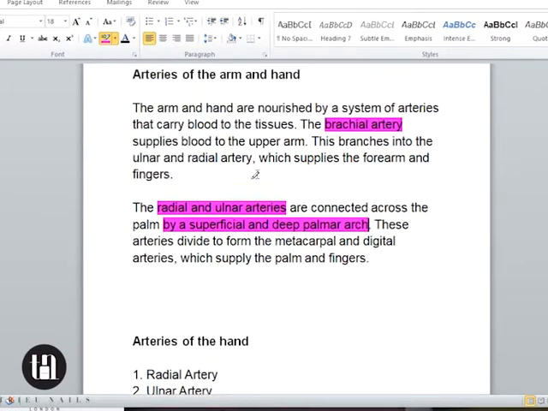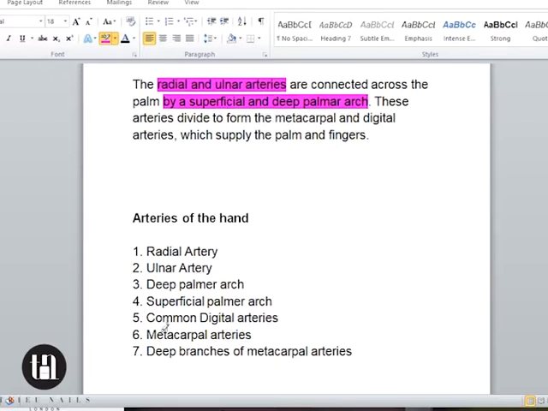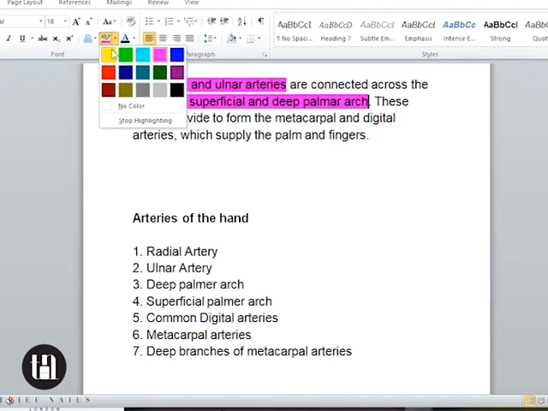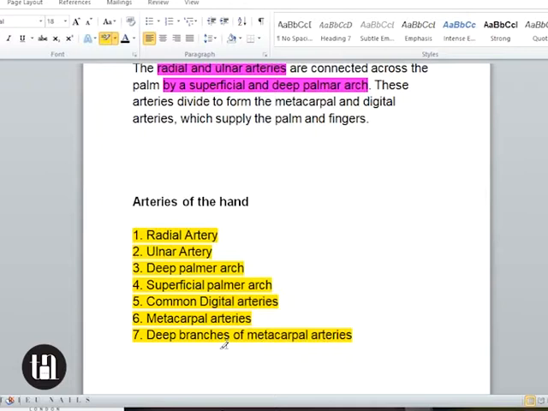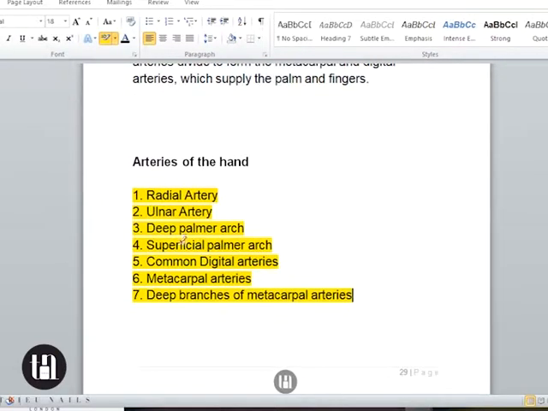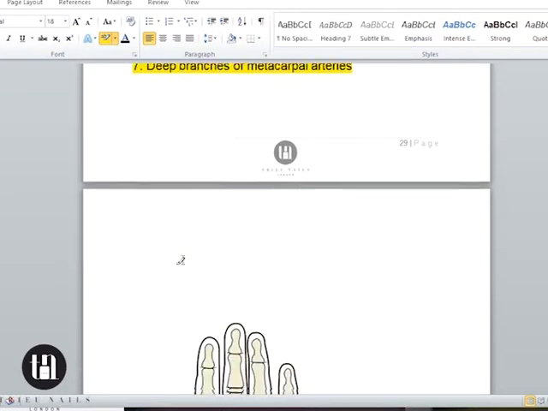So there are quite a few arteries listed here, and I've decided to list them. You've got the arteries of the hand. Again, these are numbered for a specific reason, because on the diagram they'll have the corresponding numbers. So we've got the radial artery, the ulnar artery, the deep palmar arch and superficial palmar arch, which are again in the palm, the common digital arteries, the metacarpal arteries, and the deep branches of the metacarpal arteries. Of course, this goes from the arm down to the wrist and hands. So let's see what that looks like.